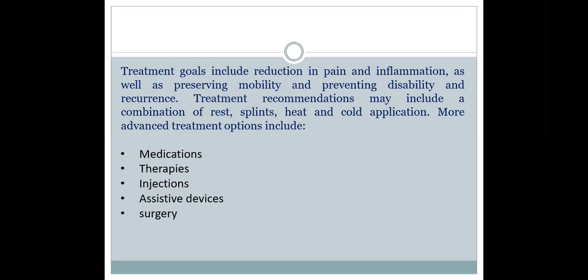Physical therapy or physiotherapy or exercise can be used, which strengthens the muscles in the affected area and helps to ease the pain and prevent the recurrence of the condition. Physical therapy. And next one is injection.